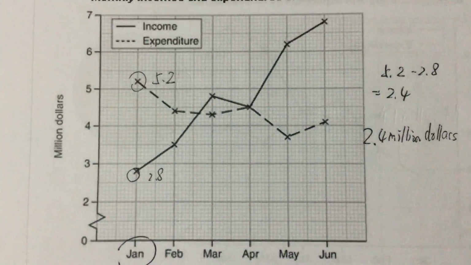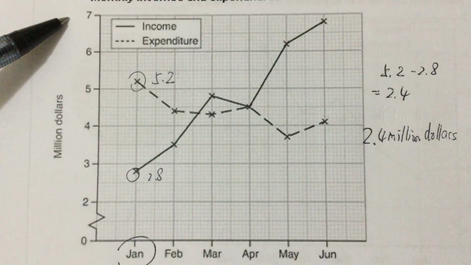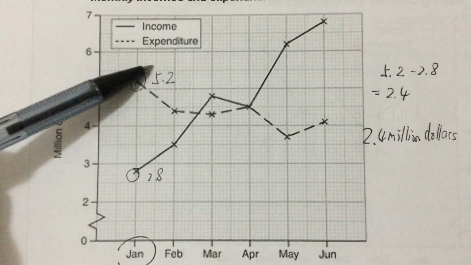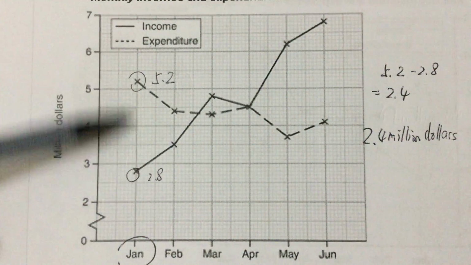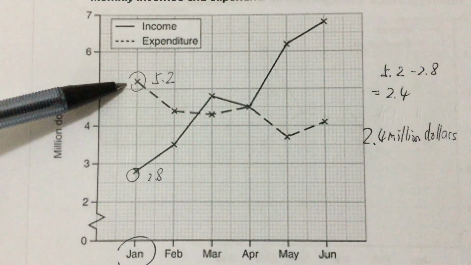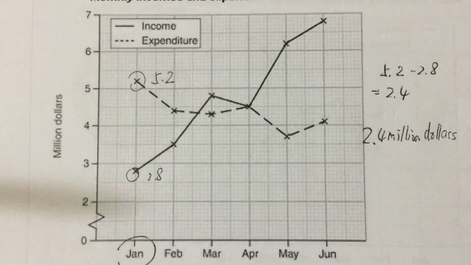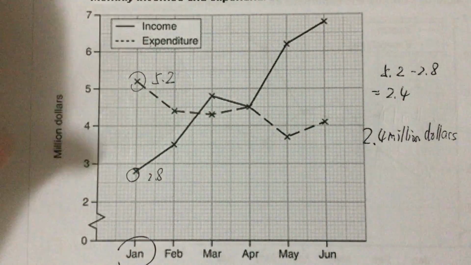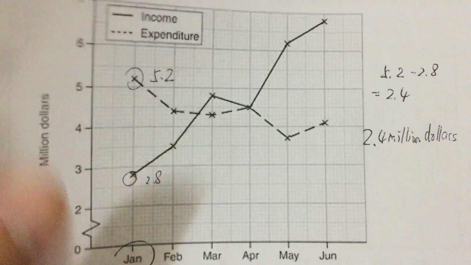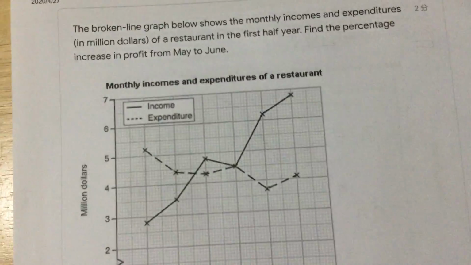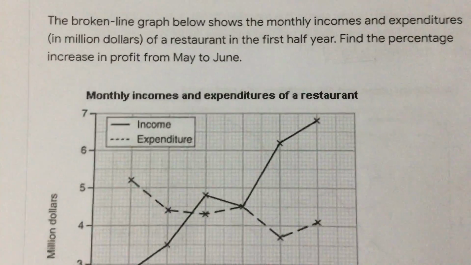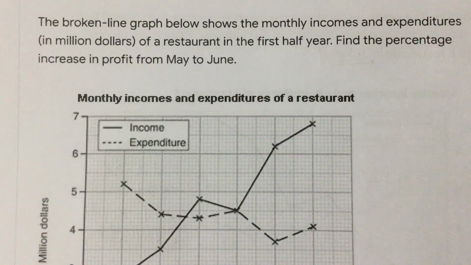Okay, this is the answer for the loss. That means because you use the expenditure minus the income, he needs to cover the loss of this month. So this is $2.4 million. Okay, next. The last one, we will combine another topic that we learned, that is the percentage increase.